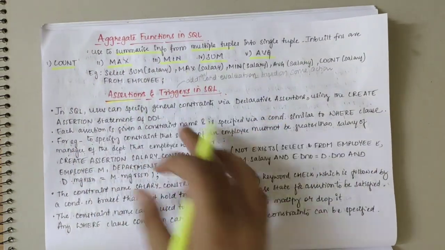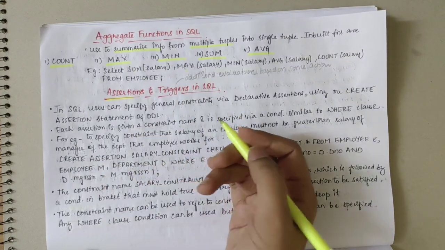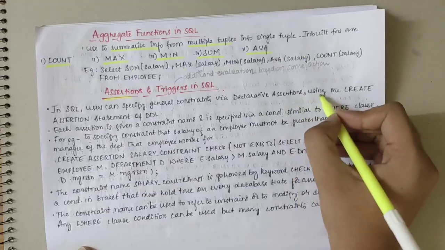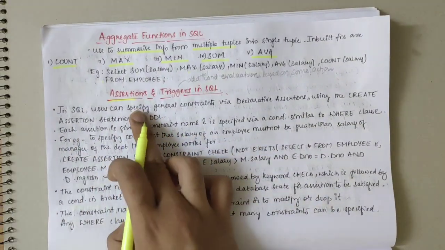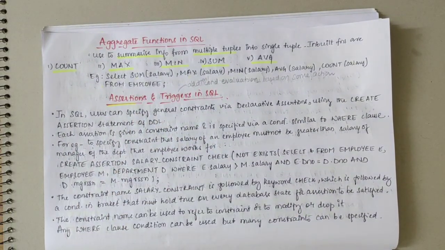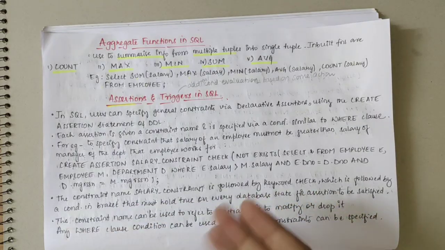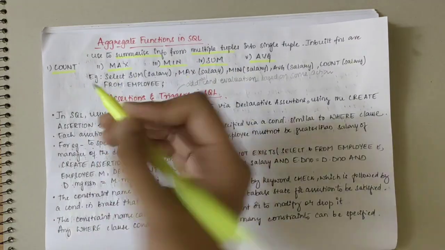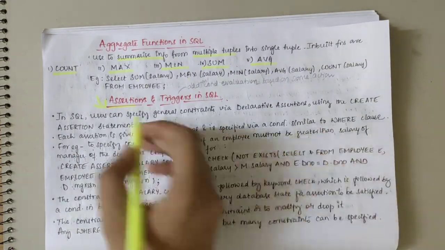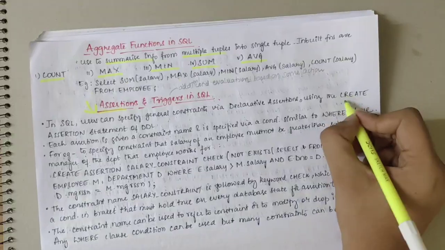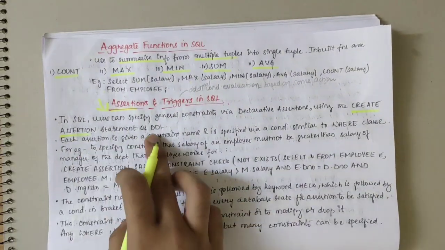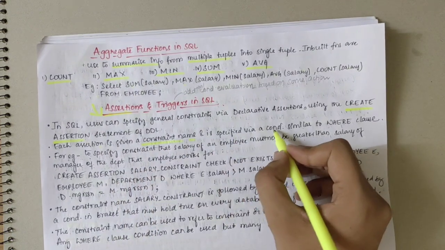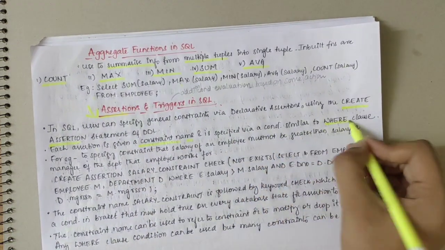Next, we have assertions and triggers. This is a pretty important topic. In SQL, users can specify general constraints by declaring declarative assertions using the create assertion statement. With assertions, we introduce certain constraints in order to derive or prove something. For doing that, we assert the given condition. That is what assertion means. So we make use of the create assertion statement of data definition language. Each assertion is given a constraint name and is specified via a condition similar to the where clause.